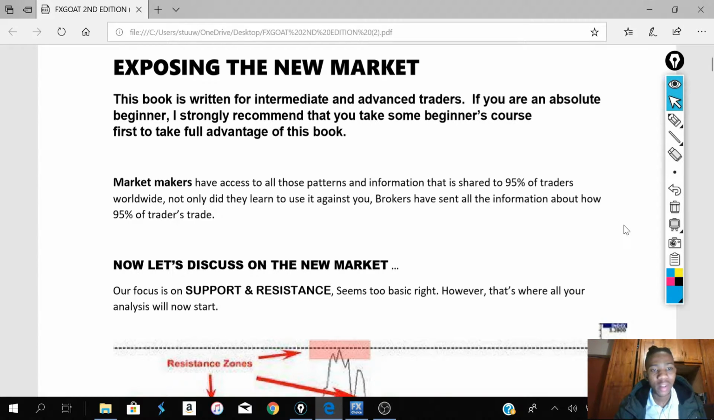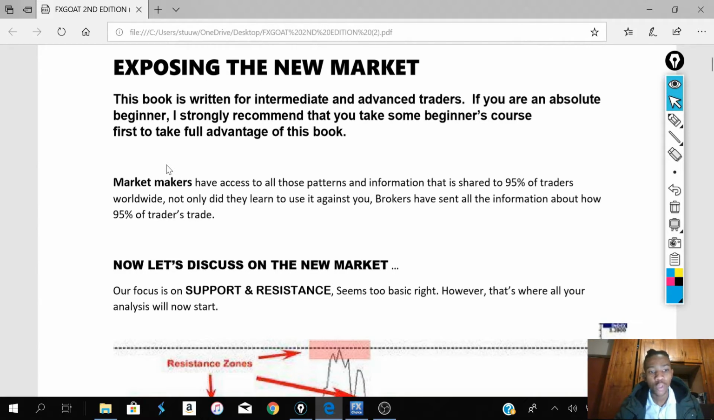So now we're going to cover the new market strategy, exposing the new market. This book is written for intermediate and advanced traders. So if you're an absolute beginner, we recommend you go over our beginner lessons first to take full advantage of this book. We're going to cover market makers in detail in the next lesson.